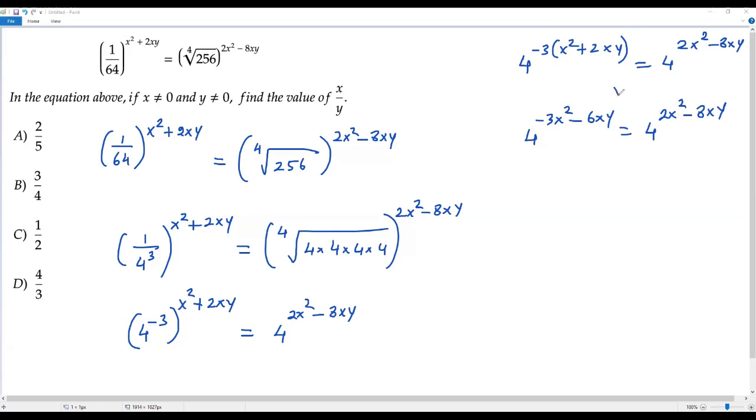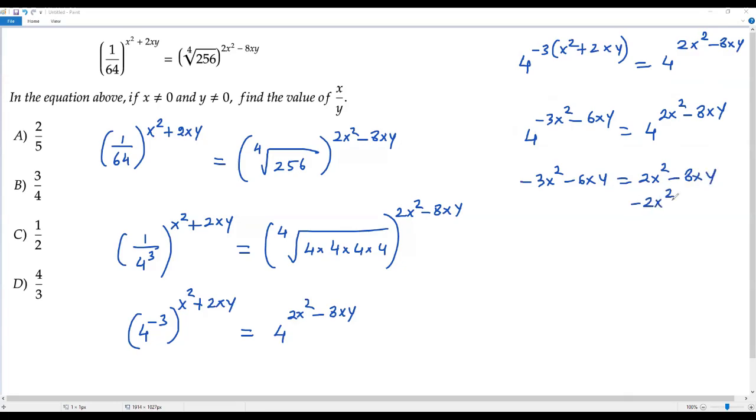Okay, now two terms are equal with the same base 4. Here we can use the one-to-one property of exponential equations. That is, whenever two terms are equal with the same base, we can equate the exponents. So that's called the one-to-one property of exponential equations. When we equate the exponents, I'm getting negative 3x square negative 6xy equals 2x square negative 8xy. Okay, now let me get everything on the left side.